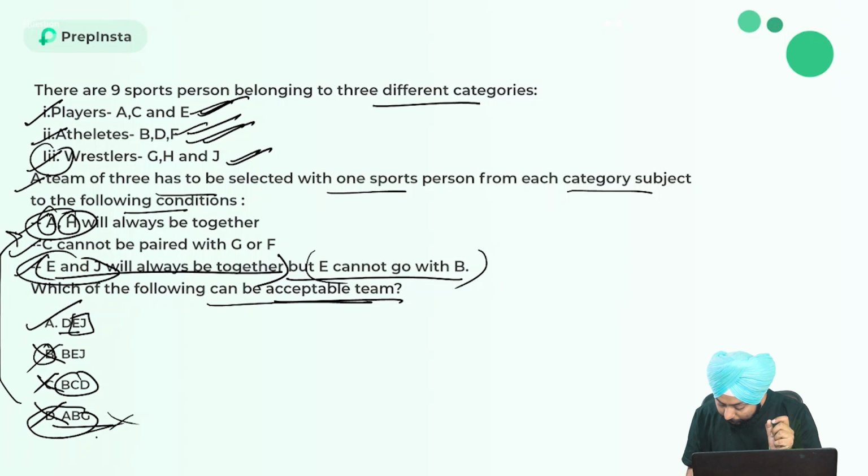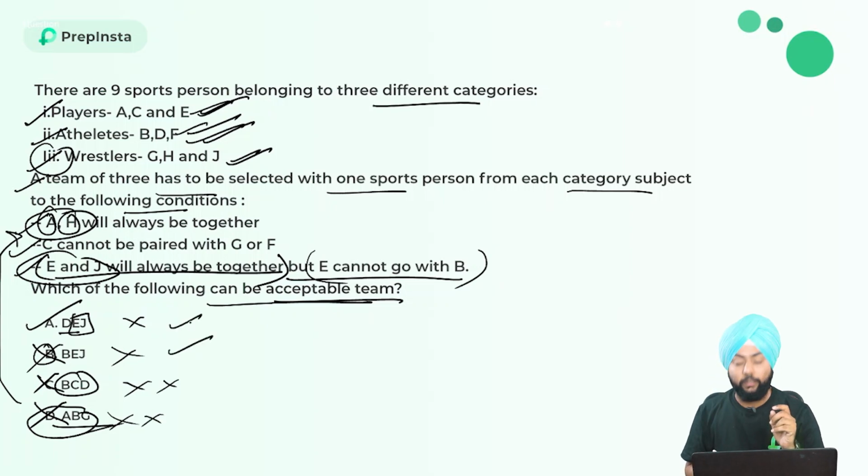A and H, no. A and H, no. Not together. Now E and J will be together. E and J, no. E and J, no. E and J, here it's together. E and J, here it's together. So I am left with only these two options, and I will directly check only these two options. Out of checking these two options, I already got that A is the correct answer.